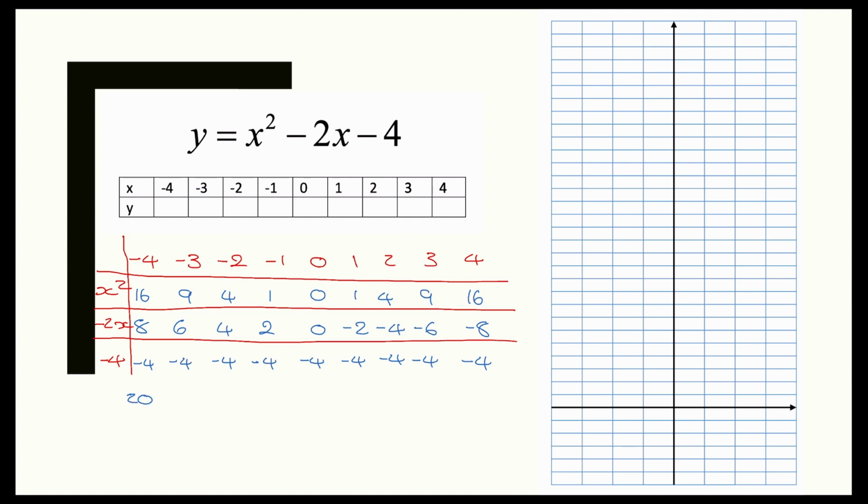Adding the blue numbers up going down, we get 20, 11, 4, minus 1, minus 4, minus 5, minus 4, minus 1, 4. We can now fill in the table at the top with our new values, giving us our coordinates. We can now plot these on the graph to the right. Since our biggest y value is 20, we need to make sure that we go up to that on our y value. Once we have plotted the values, we can then join them up with a curved line giving us our graph.